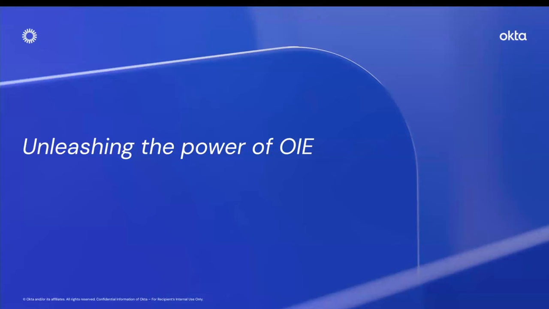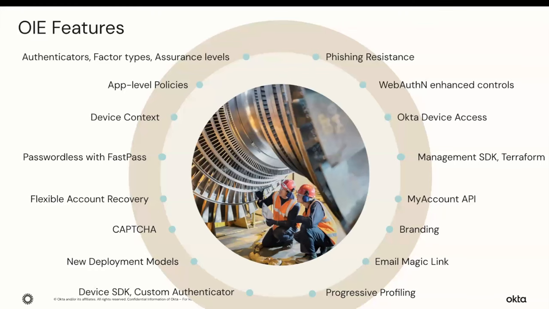Before we do that, I want to spend a little bit of time, and I'm going to be a little more brief than I had thought, on what we're actually unleashing once you've done the upgrade from Classic to OIE. On this slide, you actually have the catalog of new features that are available with OIE. We covered some of them: things like authenticator, factor types, and assurance level, which are, I would say, more new concepts than features, but phishing resistance, we'll chat about that a little bit.